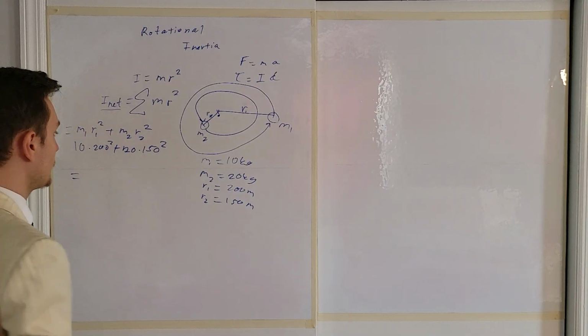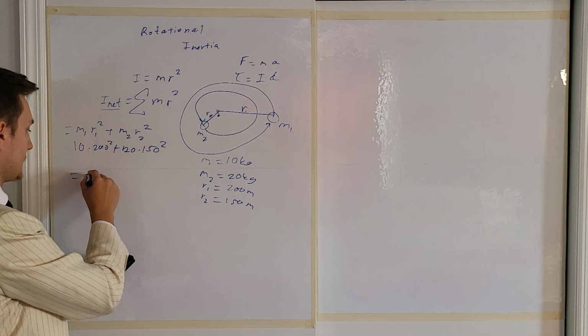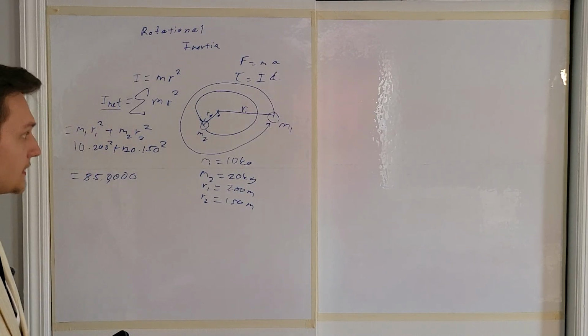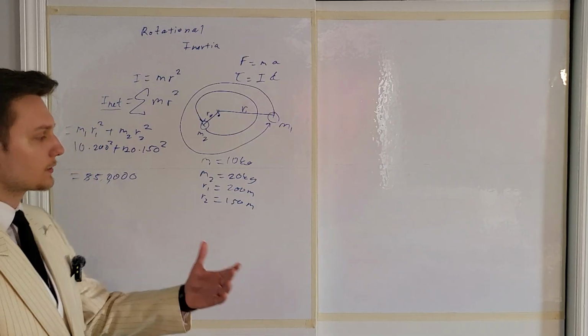And if you get out your calculator, you're going to find this is 850,000. Okay, 850,000. So that's a big rotational inertia. It's pretty hard to move that. But let's work through a problem here.